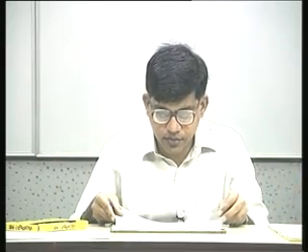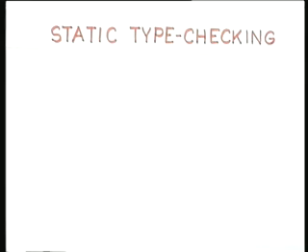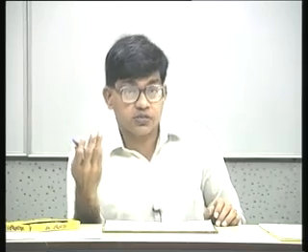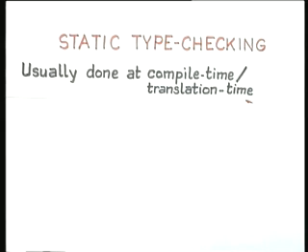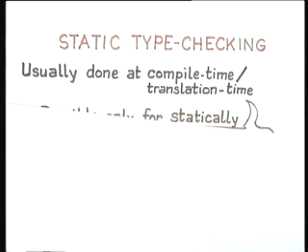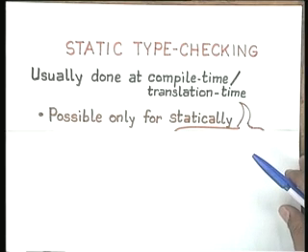So, early detection implies that what we would like to do is actually detect it at compile time, and this is called static type checking. Static type checking means that you do the detection of type violations as far as possible during compilation or translation time. So, what this means is that compilation is slowed down, but it also puts in other things.